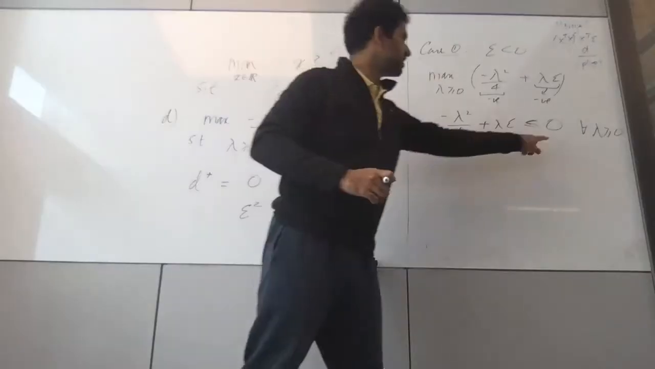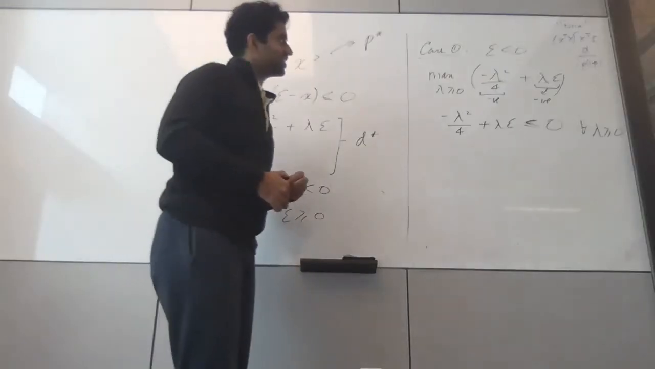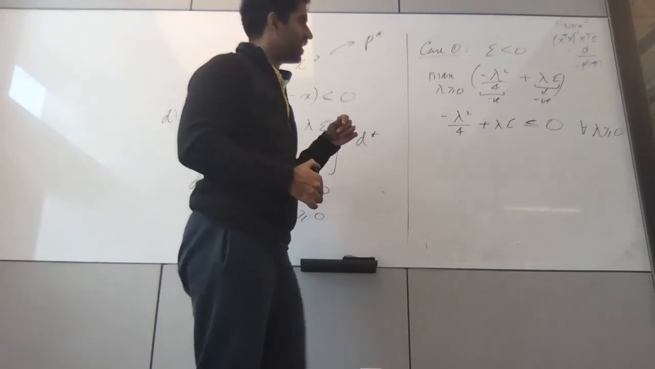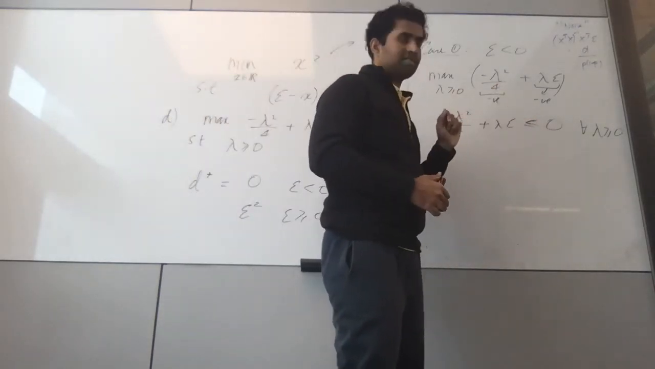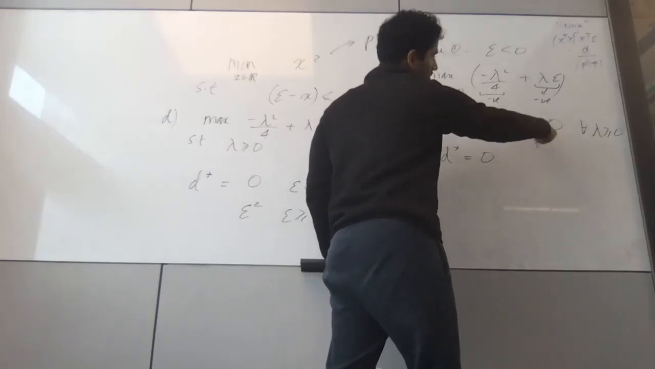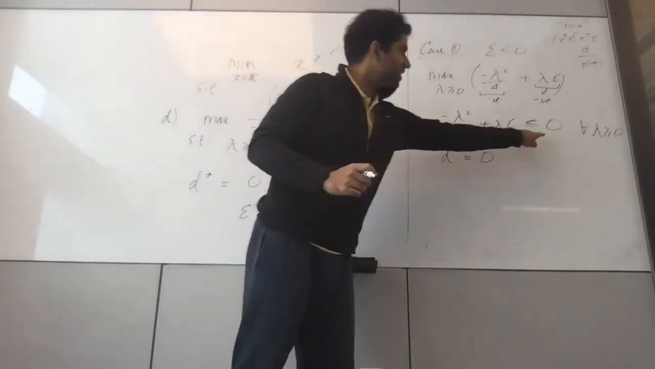Okay. Can I achieve 0? Lambda can be equal to 0, right? Yeah. So I could set lambda to be equal to 0. And I know for all positive lambda, this is less than or equal to 0. So the optimal value of D star in this case is 0, because I have this upper bound for everything here, and I can actually achieve 0.